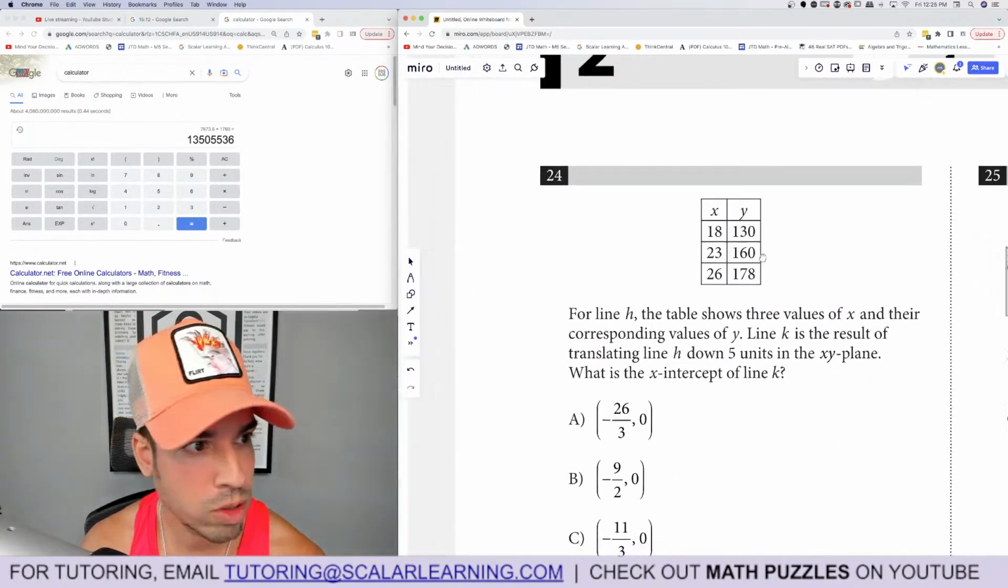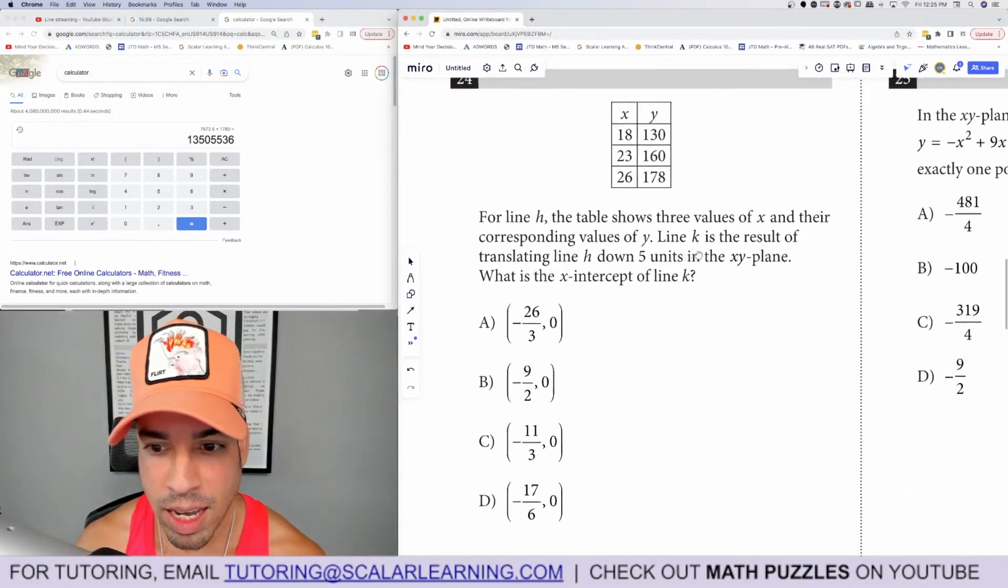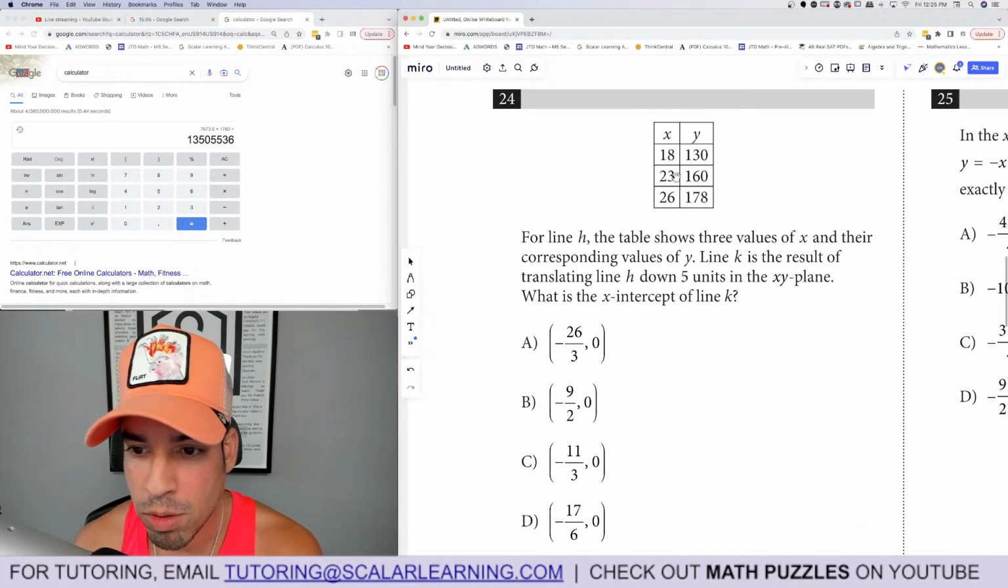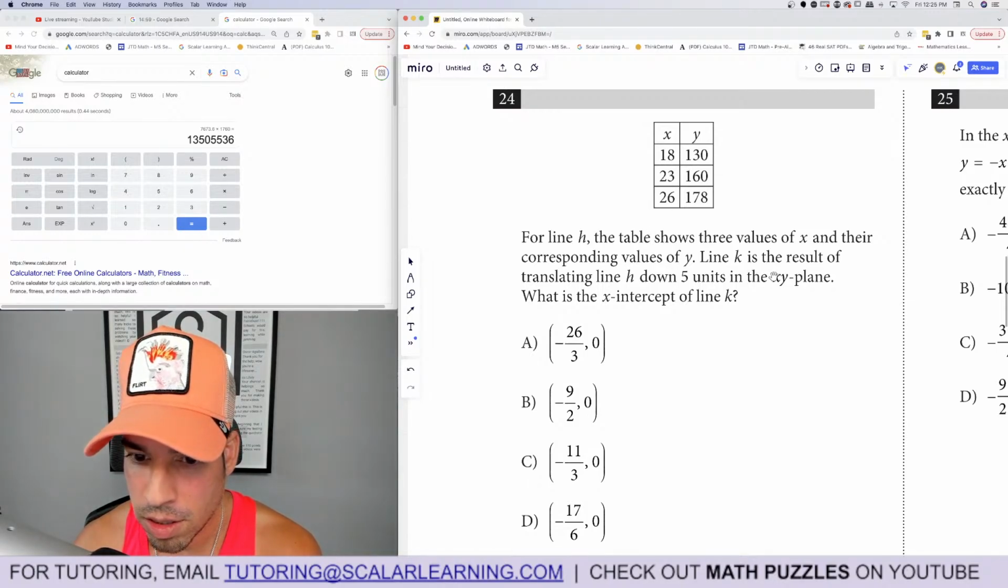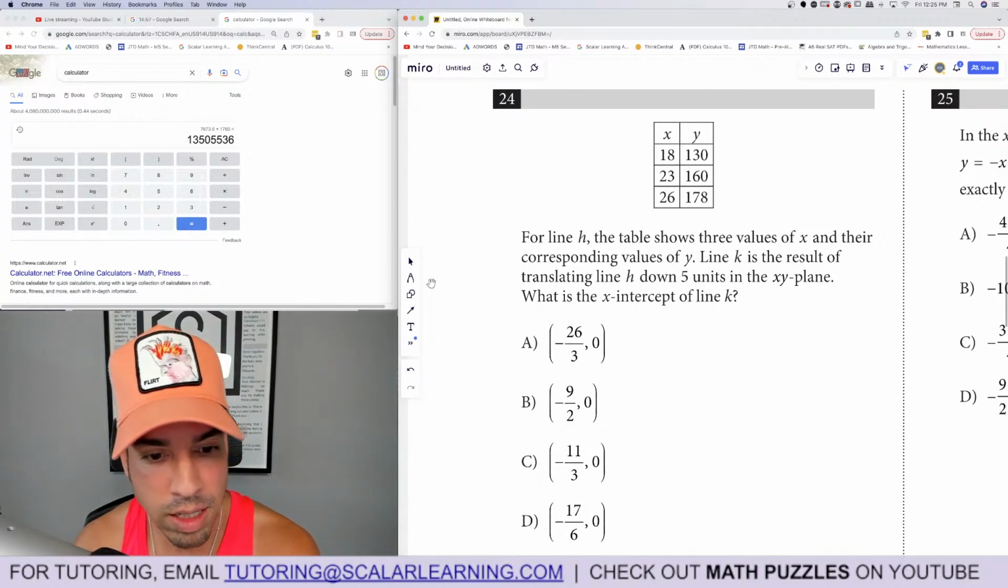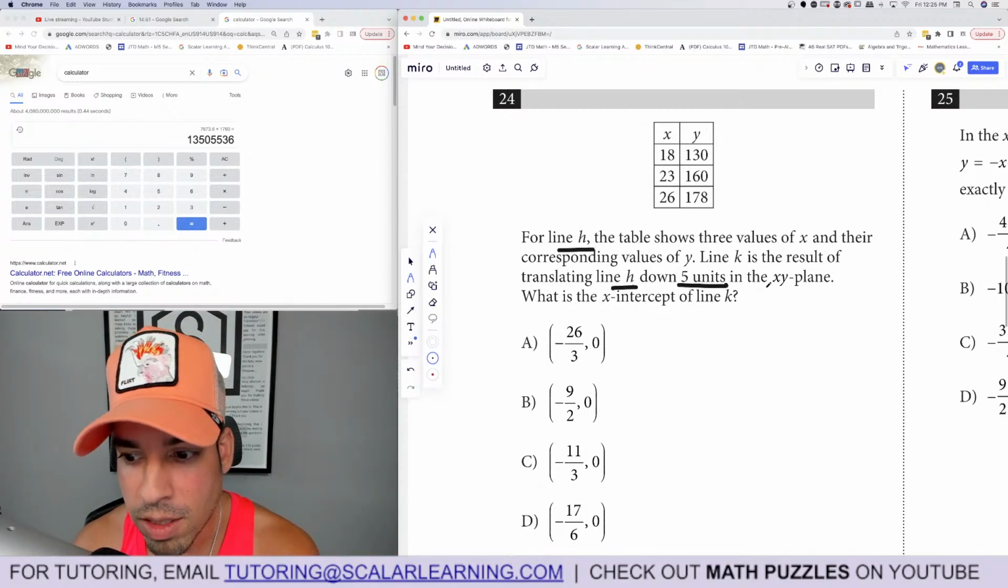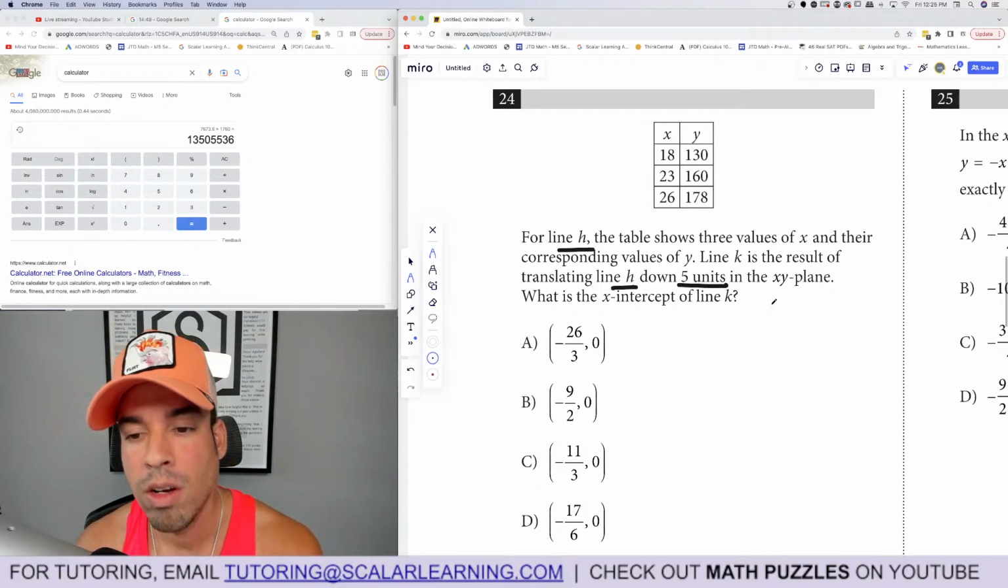All right, 24, we're almost done. For the line H, the table shows 3 values of x and their corresponding values of y. Okay, it's going up by 5. Is it linear? Oh, it is a line. Got it. Line K is the result of translating H down 5 in the xy-plane.